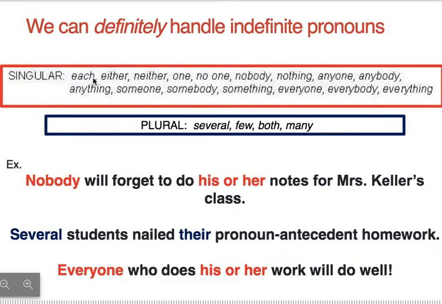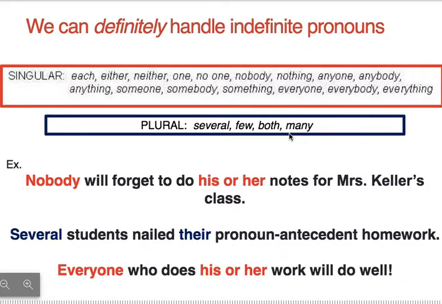So, some examples. Singular: each, either, neither, one, no one, nobody, nothing, anyone, anybody. All of these words can be tricky. These are all singular indefinite pronouns. And some plurals would be several, few, both, many. So these are the words that we have to keep an eye out for.